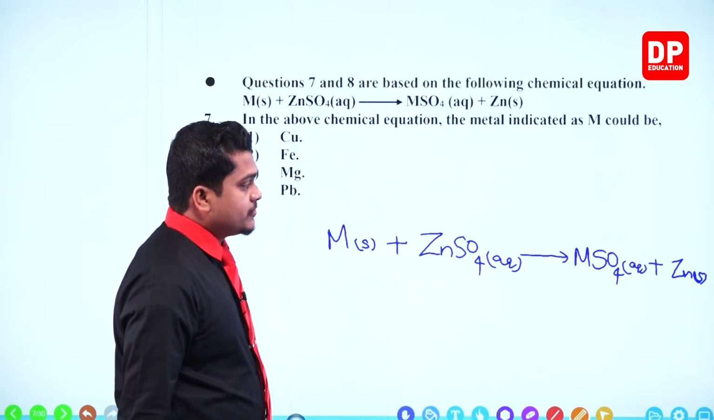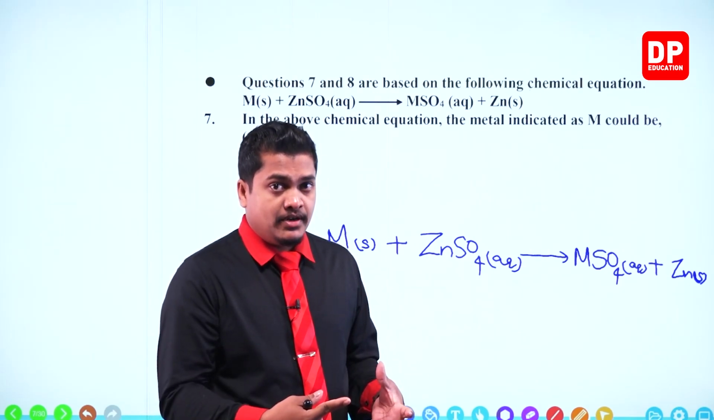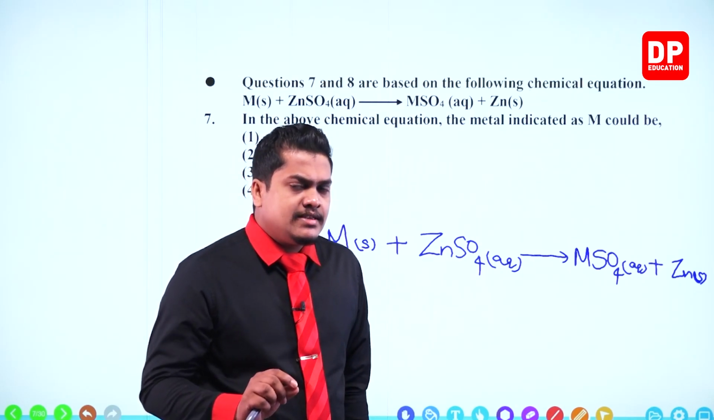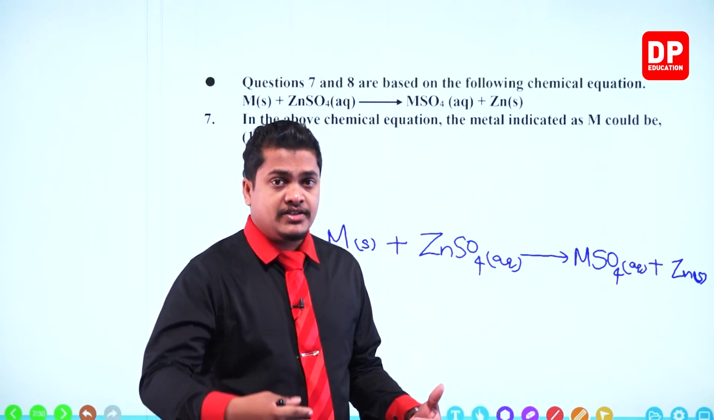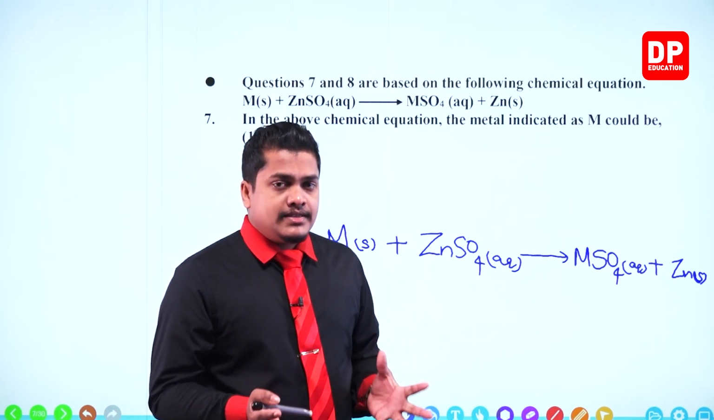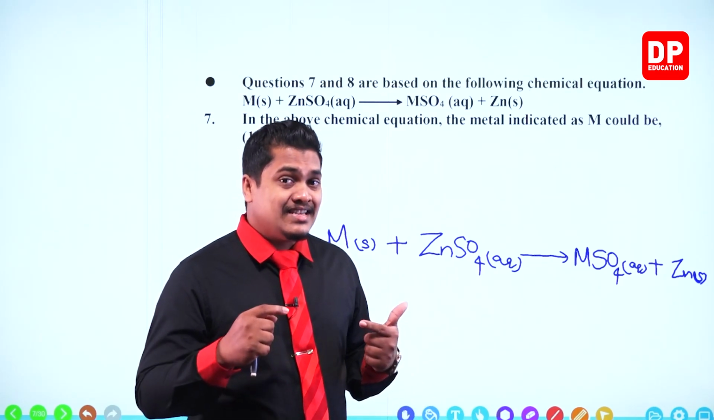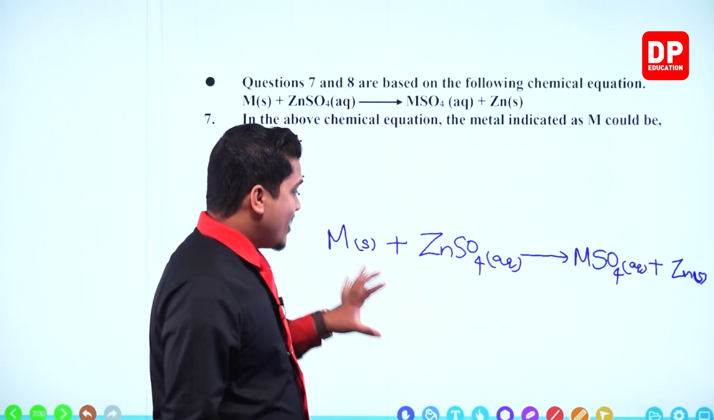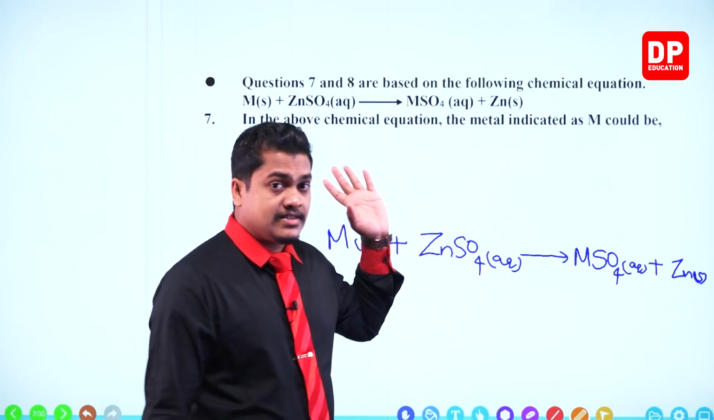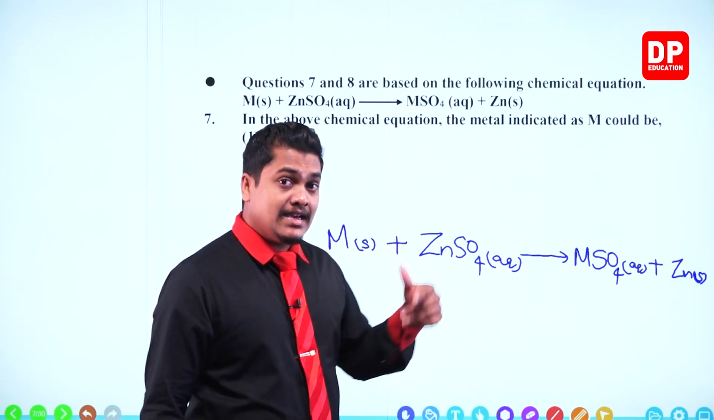This happens mainly because, my dear children, when you put a more reactive element into a solution of a less reactive substance, the less reactive substance gets displaced while the more reactive element goes on to create bonds. This is a type of chemical reaction which we refer to as a single displacement reaction. One certain element displaces one particular element in a solution or a substance, creating new products like this. So this is a single displacement reaction.